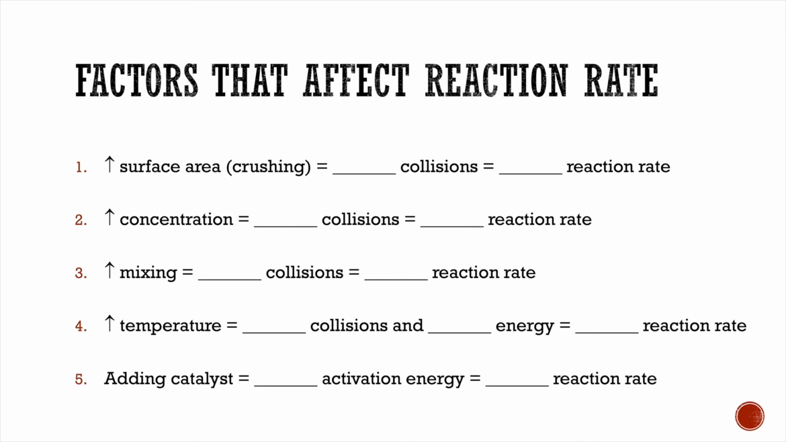So, in summary, by increasing surface area, by crushing, we are increasing the number of collisions, which increases reaction rate. Increasing concentration also increases collisions, increasing reaction rate. Mixing, so more mixing means more collisions, which is an increase in reaction rate. A higher temperature means more collisions and higher energy, so an increased reaction rate. Adding a catalyst lowers activation energy, which increases reaction rate. And that is my summary on reaction rates.